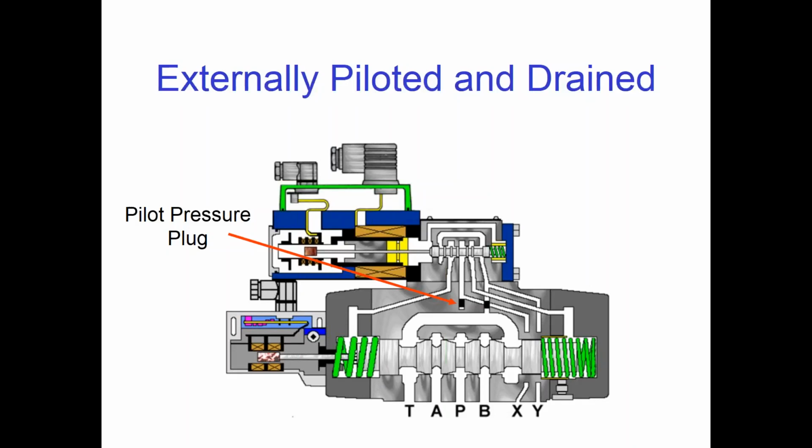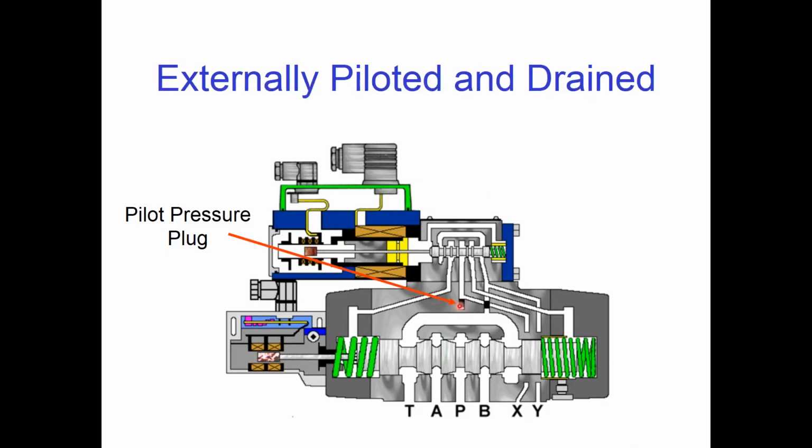Unfortunately, sometimes we'll either order the wrong thing or we'll order the right thing and the wrong thing will get shipped. The valve is going to look exactly like the valve that came off, but it won't have the pilot plugs installed properly, right? If we need to be externally piloted, that means that we need to have pilot pressure supplied externally through this port right here, the X port of the valve, right?